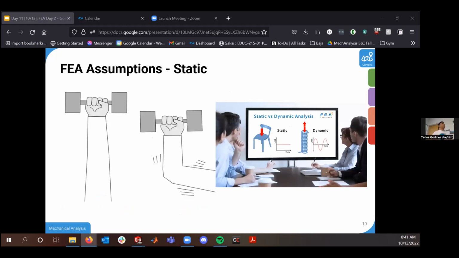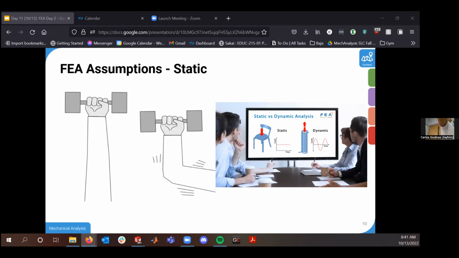A good way to think about static is like if, on the left side, I'm holding a weight above my arm and I'm just holding it there, not moving or anything like that, that's a completely static load. If I'm moving it up and down, I need to consider something different. Like if I'm hanging on a beam and I'm just hanging there, that's not that much, that's a static load.